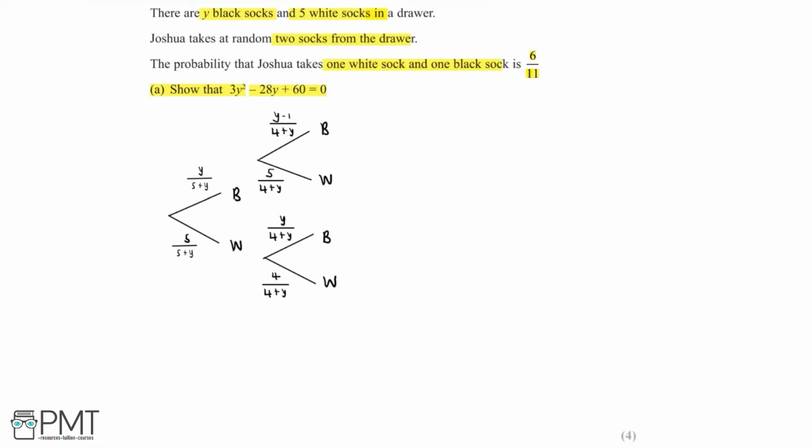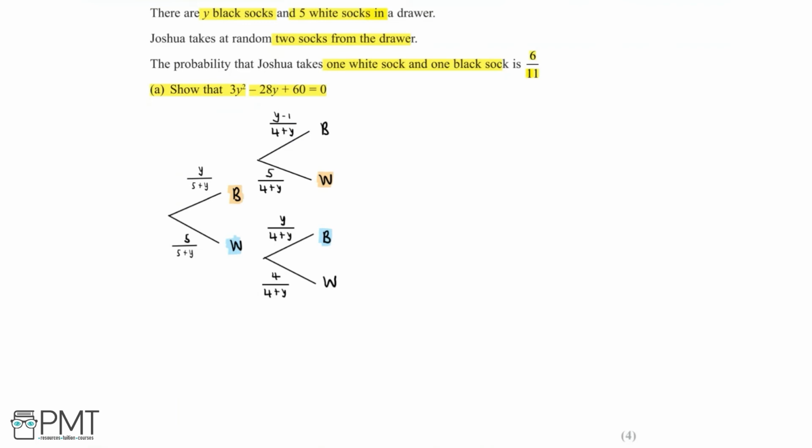We're told that the probability that Joshua takes 1 white sock and 1 black sock is 6 out of 11. Now let's take a look at the probability that Joshua takes 1 white sock and 1 black sock. We can highlight the 2 ways of doing this in different colours. To take 1 white sock and 1 black sock, he could take a white sock the first time round, and then after that he could take a black sock the second time round. Or he could take a black sock the first time round and take a white sock the second time round, because both of these represent taking 1 white sock and 1 black sock, since the order in which these are taken is not specified in the question.